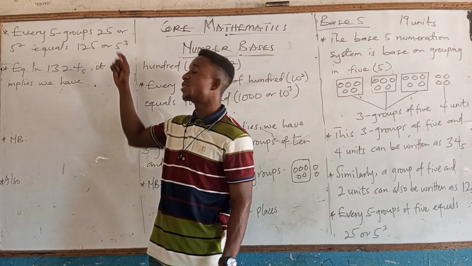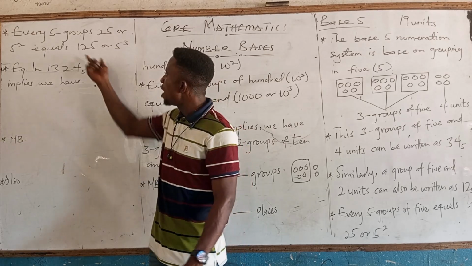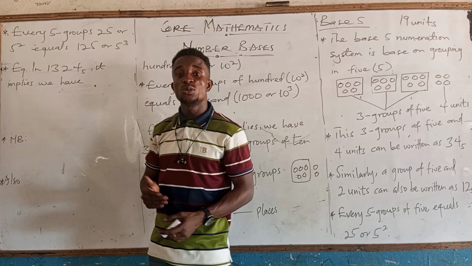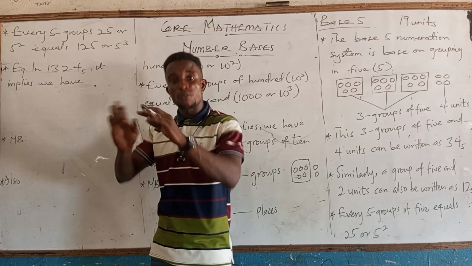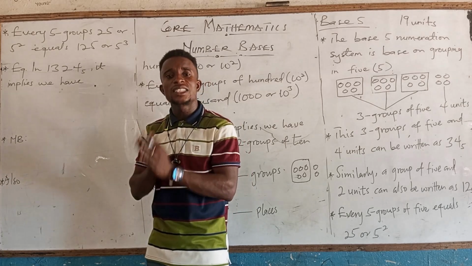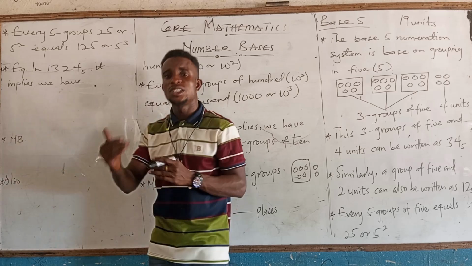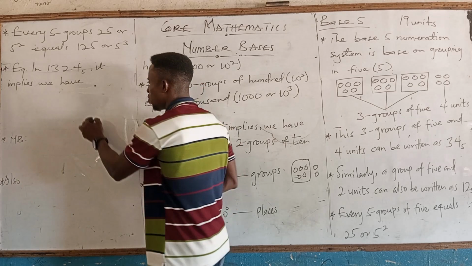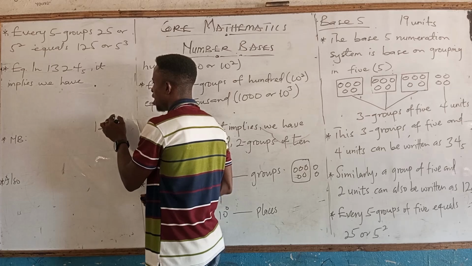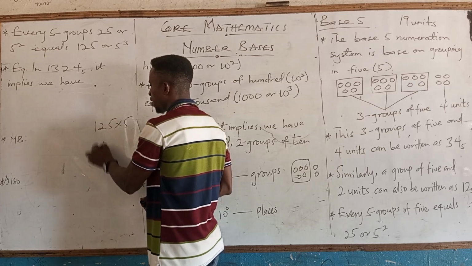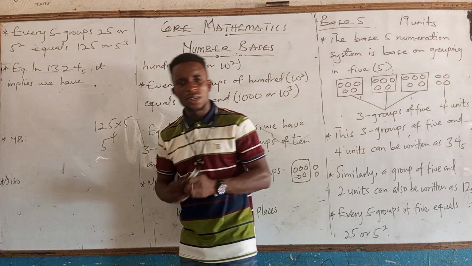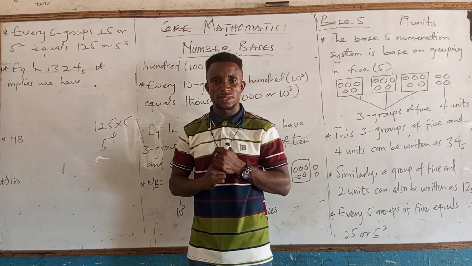125, which is what? 5 exponent what? 3. So when this 125, having that group of 125, gets to 5 groups, that too proceeds towards something. That is what? 125 times what? 5, which is what? 5 exponent 4. Please, are we getting that? Are we okay?